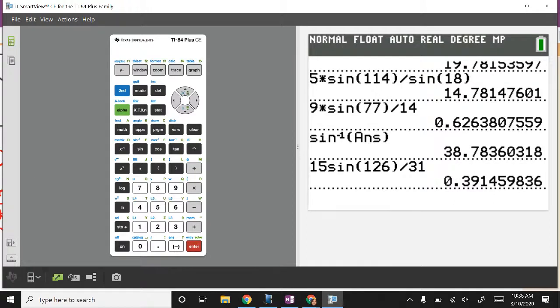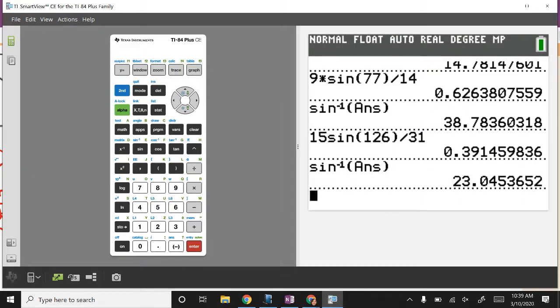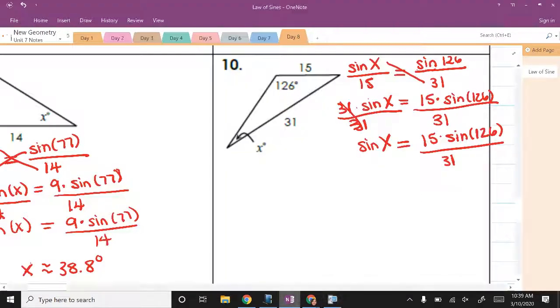Enter. And you got that decimal, right? But we need an angle measure, so what do we do? Second sine, second answer. And I think you can do it without parentheses, but I do it just to be sure. Did y'all get about 23.0 degrees? Yes. Okay. So x is approximately.